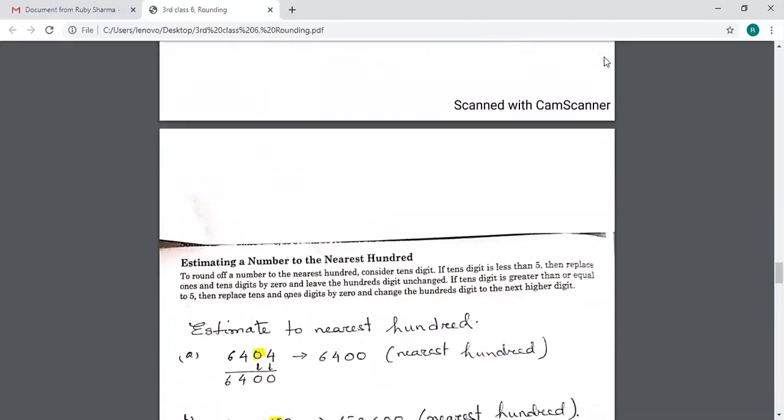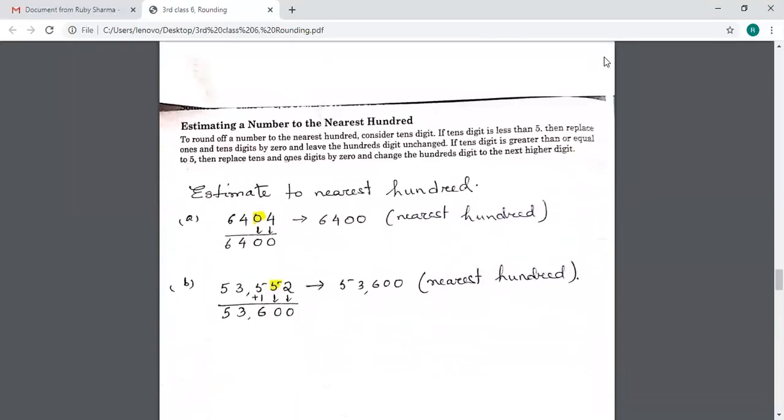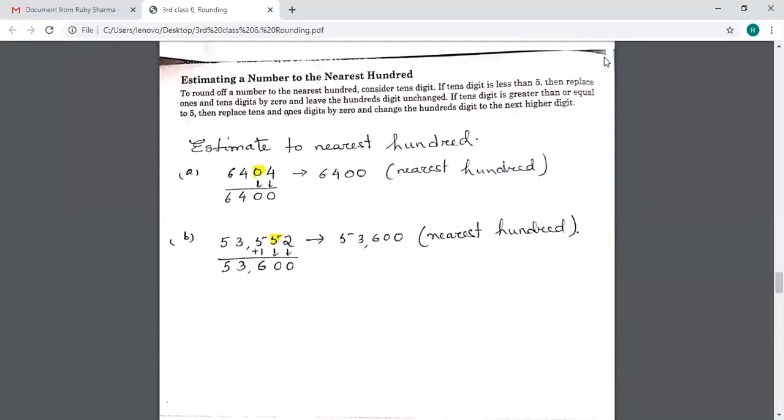Now suppose you have to estimate a number to the nearest 100. So here, we consider the tens digit. The ones and the tens digit will be 0.